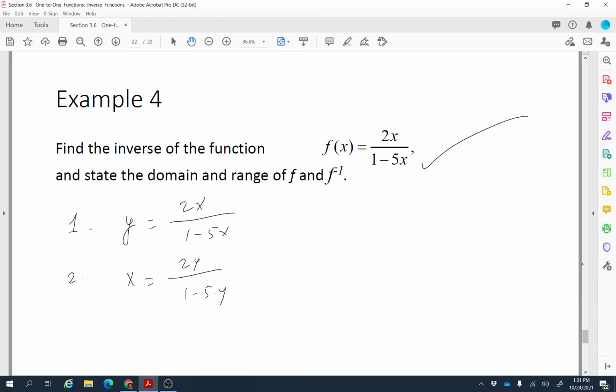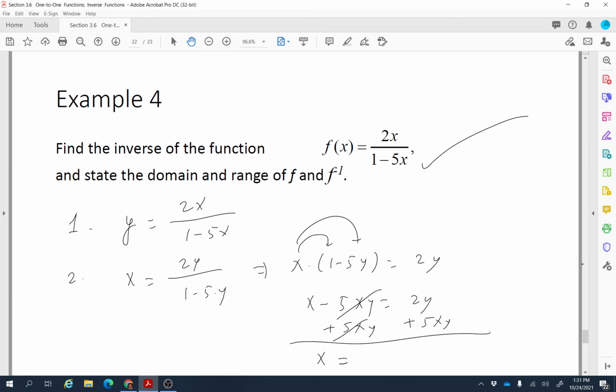Okay, the third step is, now in this equation, solve for y. For solving for y, first of all we can multiply both sides by 1 minus 5y. So that is x times (1 minus 5y) equals 2 times y. After that distribute this x, that is x minus 5xy equals 2y. Because we are solving for y, we bring all the terms with y to one side. So here I'm going to add 5xy to both sides. By doing that, on the left side I have x, and on the right side our goal is to find the y. So this is actually 2y plus 5xy. I'm going to factor out y, and it will be y times (2 plus 5x).